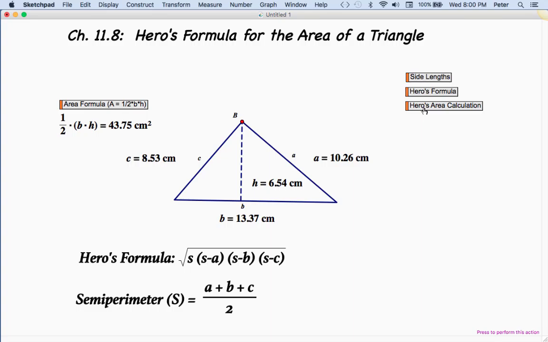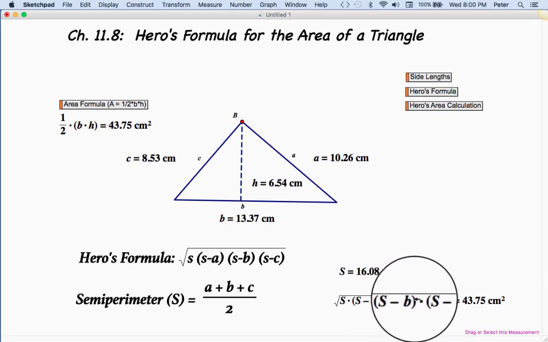Now if we take a look at the area calculation, we can see that we get a semi-perimeter here of 16.08. That represents A plus B plus C. And you can imagine that these three added together, 10.26, 13.37, is going to be about 23.63. Add another 8.53, and we're up to around 32. So half of 32 would be about 16.08.